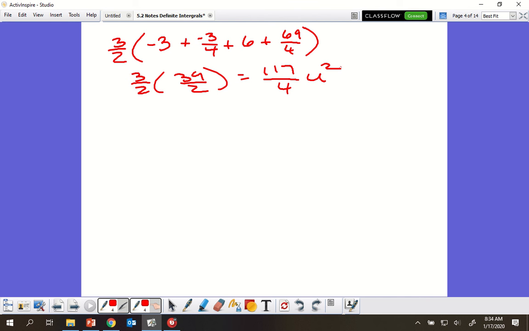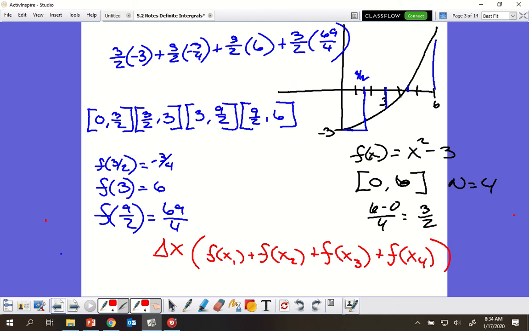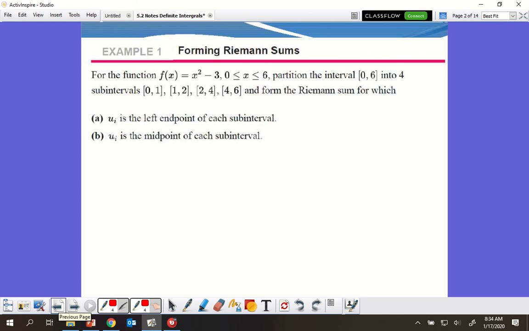Because it's 27 plus 90. Yeah, 27 plus 90. Yeah, there we go. So that's not too bad, is it? Okay, so now this is the left-hand interval. We did this one right here, the left-hand endpoint. So that's the Riemann sum for the left hand.